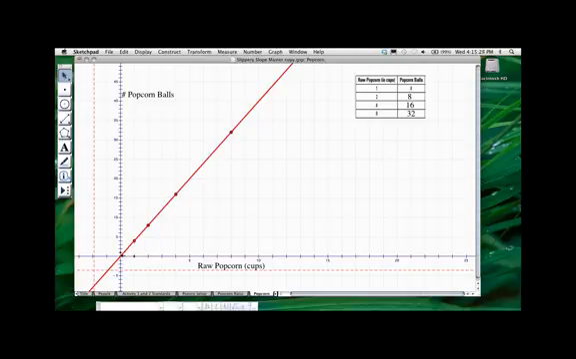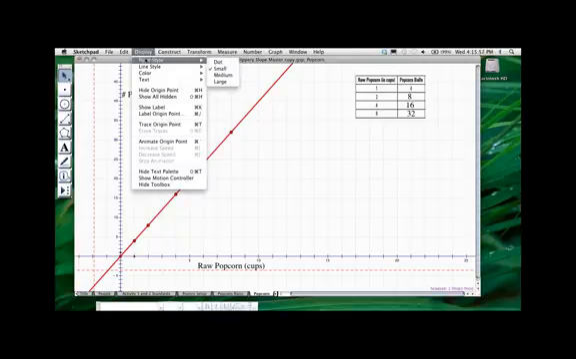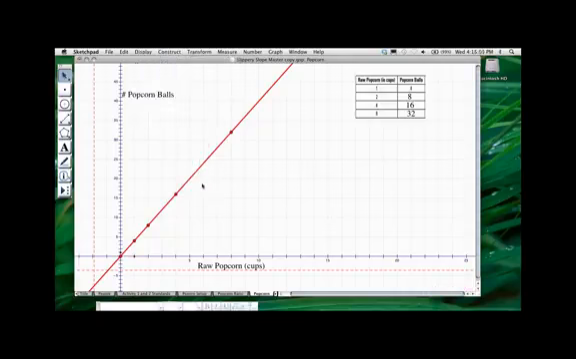Now, I also noticed that the line goes through the origin, the point 0, 0. So one thing I'd want to ask the students is, does it make sense for us to include 0, 0 as one of our data points? Because it's not in our table here, but does it make sense for the problem? And we could talk about that. If you have 0 cups of raw popcorn kernels, then I think it's fair to say that you could make 0 popcorn balls. So I'm going to make that point larger to reflect the fact that it's one of our data points.